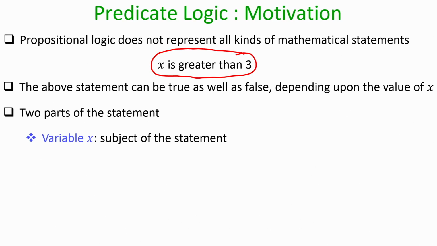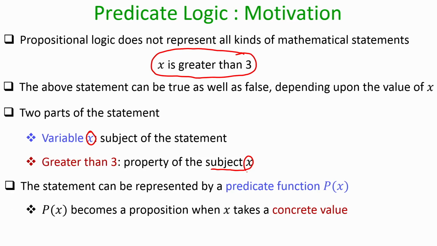There are two parts of the above statement which we are interested in representing. The first part is the variable x, which is the subject of the statement, because in this statement we are trying to say something about the property of x. We want to say that x is some value which is greater than 3. We do not know whether that is true or not, because that depends upon the exact value that x is going to take, but we want to characterize the property of whether, whatever the value of x, it is greater than 3 or not. So, greater than 3 is the property for the subject x.